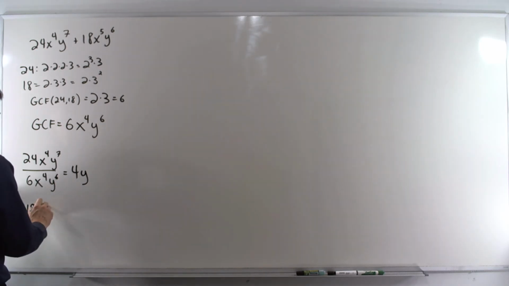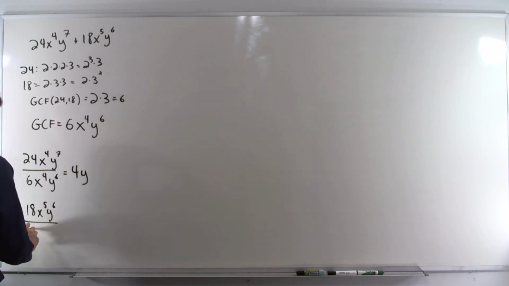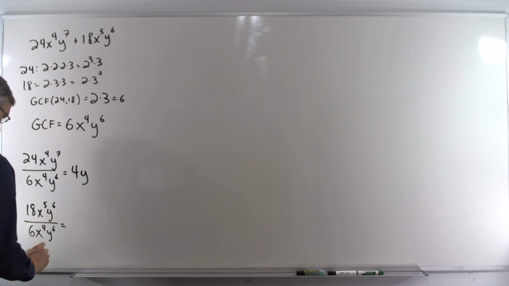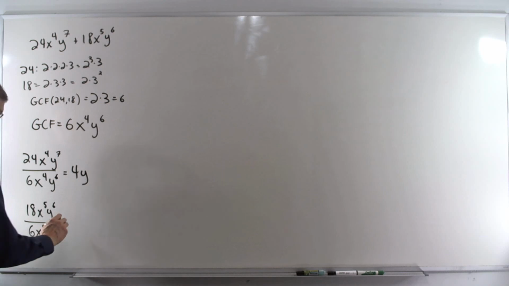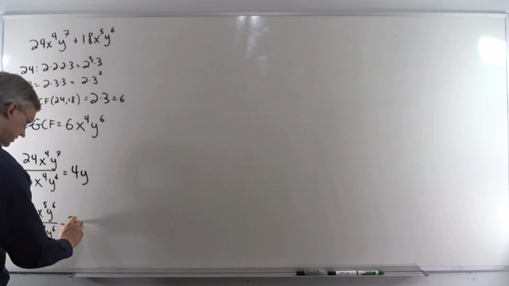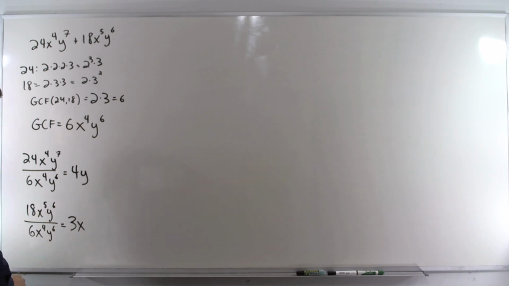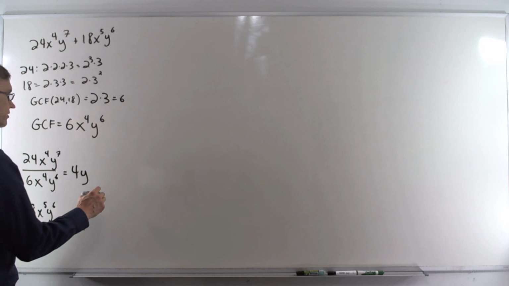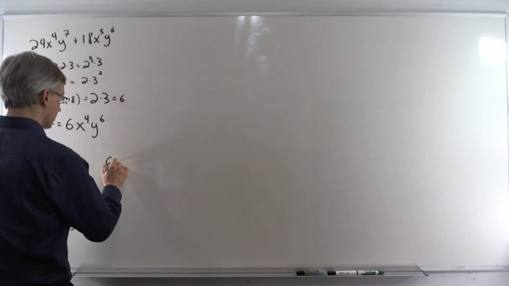X to the 5th and y to the 6th divided by 6 x to the 4th, y to the 6th. 18 divided by 6 is 3. X to the 5th divided by x to the 4th is x. And the y to the 6th powers cancel. So there's our two results, dividing both of these terms by the GCF. So our final answer then is 6 x to the 4th, y to the 6th.